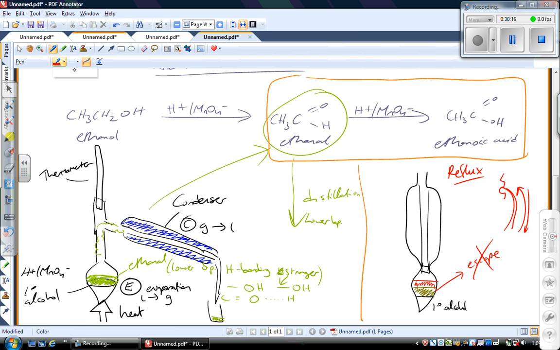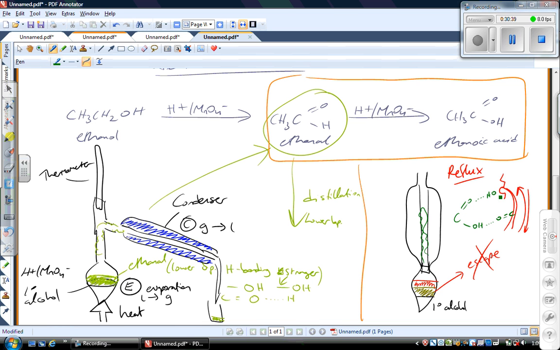We have our aldehyde trying to escape. There's the vapor again. It has the lowest boiling point of all three. Carboxylic acids have an even higher boiling point than alcohols, because carboxylic acids can hydrogen bond both here and here.